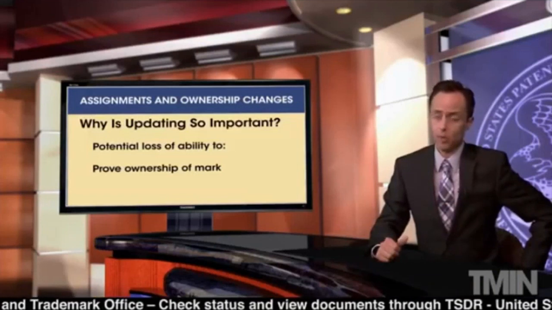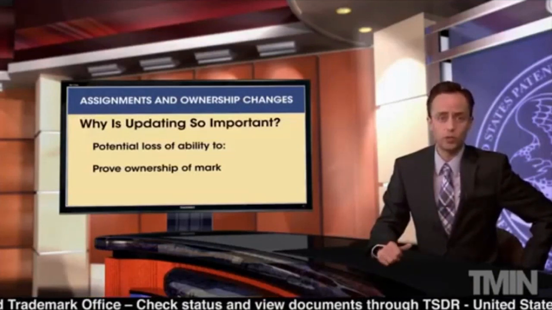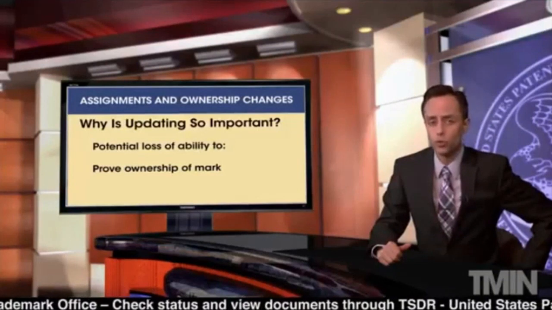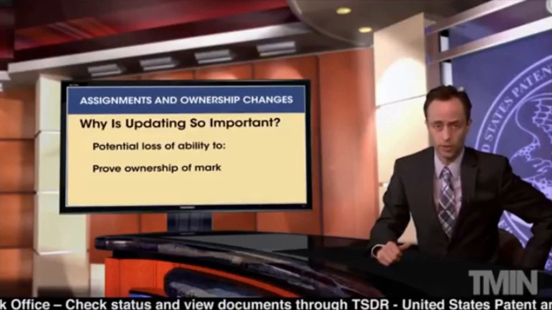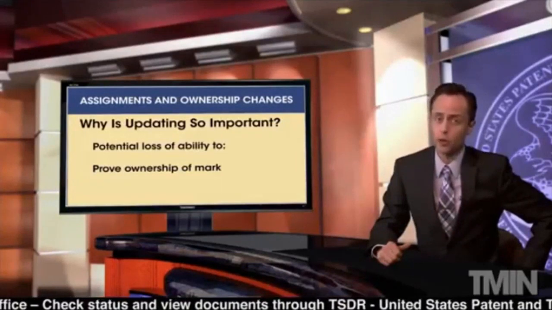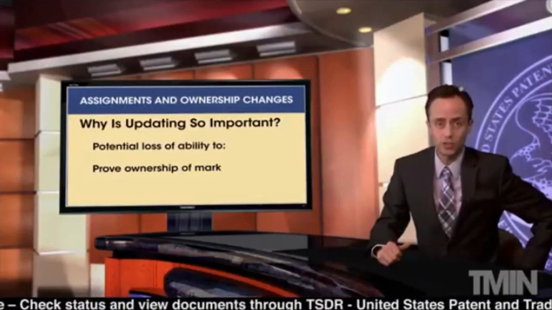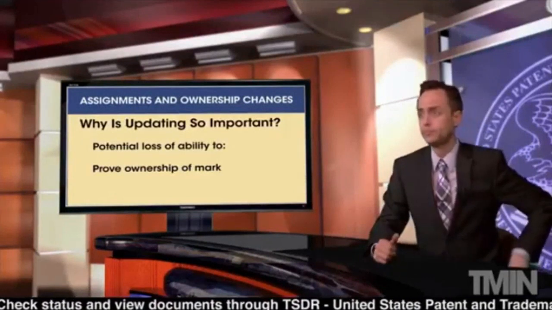As you can see, without an up-to-date trademark application or registration, you might not be able to enforce your trademark rights against another person or business that is infringing your trademark. And the USPTO might have to abandon your application or cancel your registration. To prevent all that from happening, make sure your application and registration information is always up to date. For more information, check out the Assignments page in the Trademark section of uspto.gov and keep an eye out for more of these videos throughout the website.